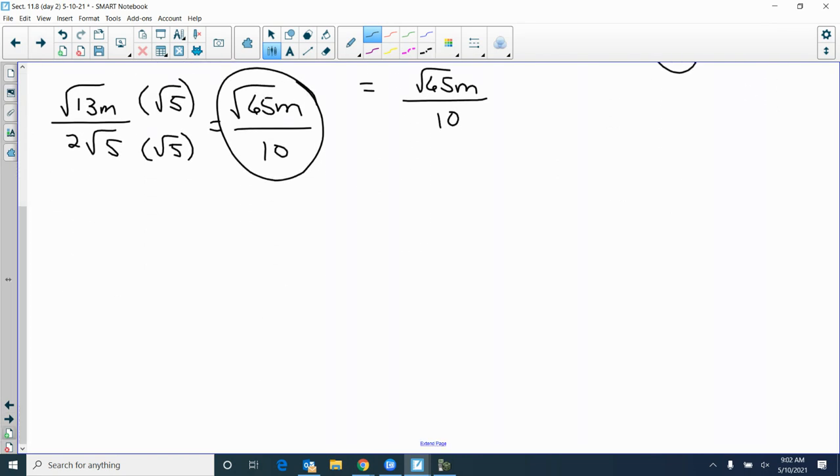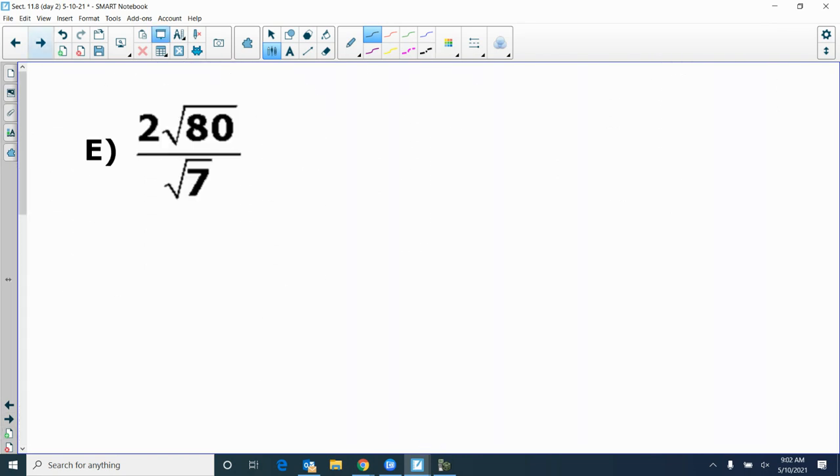All right, what's E look like? Okay, 2 square root of 80 over 7. Does the square root of 7 simplify? No, but the square root of 80 does. Go ahead and simplify that now. Let's not multiply by anything, but take square root of 80 and simplify it. Do a factor tree.